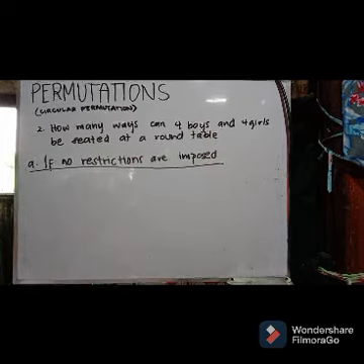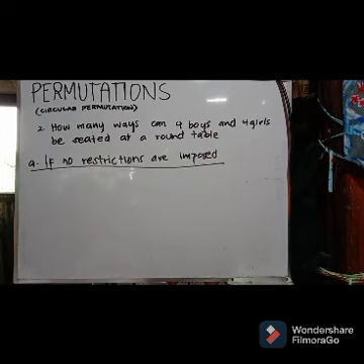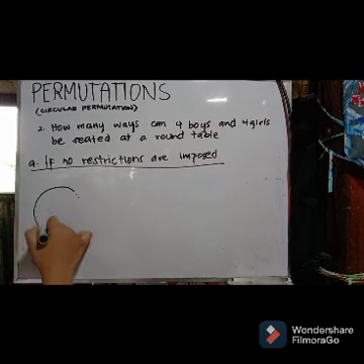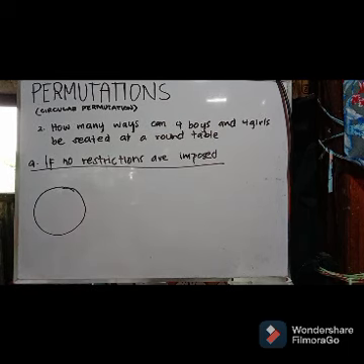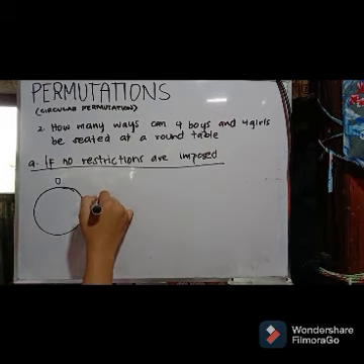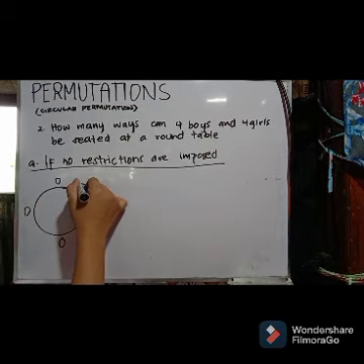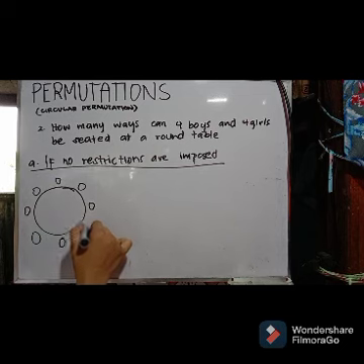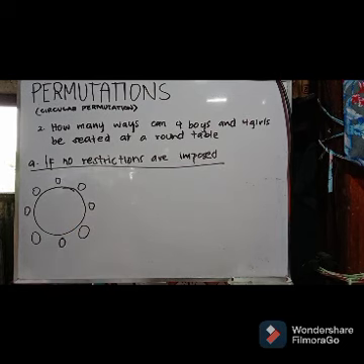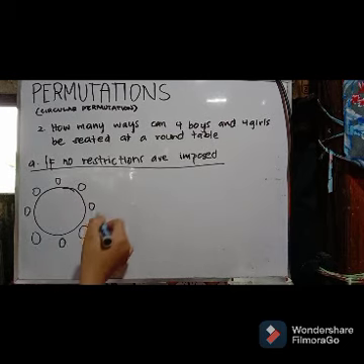Now for the second problem concerning permutations, it is circular permutation. So the problem is how many ways can 4 boys and 4 girls be seated at a round table? So the first condition is if no restrictions are imposed. So the round table contains 8 persons, 4 boys and 4 girls. So no restrictions or conditions are imposed. Now there are 8 people.